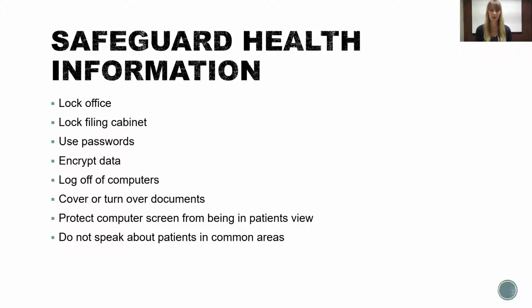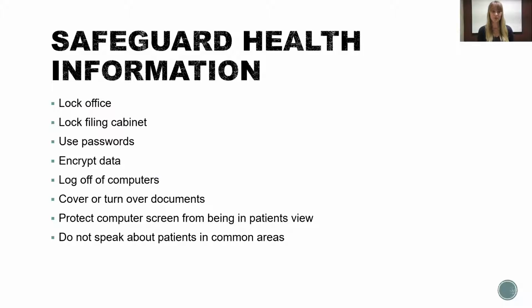So how do we safeguard health information? You can lock up your office or lock up filing cabinets. You want to make sure you're using passwords, and use passwords that are difficult to detect. You can use symbols or capital letters or numbers, and that helps your password become stronger. Encrypt any data. I know with the ultrasound department, we all just signed something about encrypting data in emails. So it's very important that when you're sending patient information back and forth, you encrypt data.